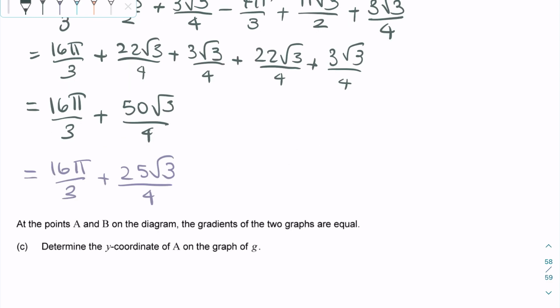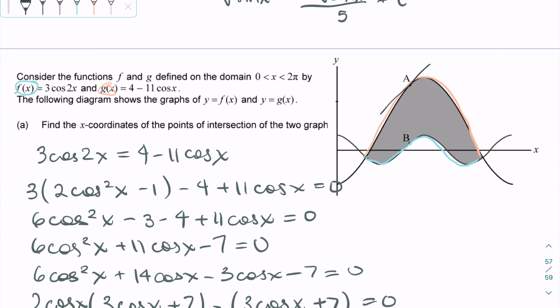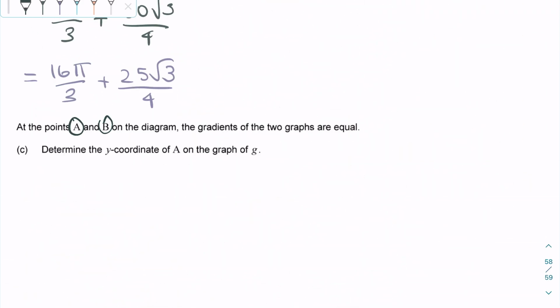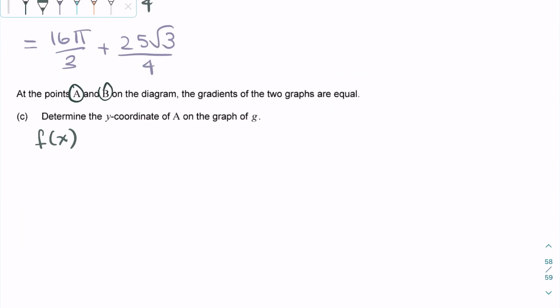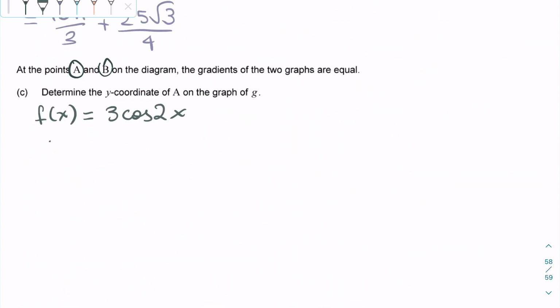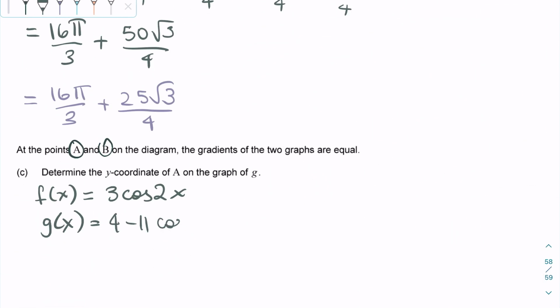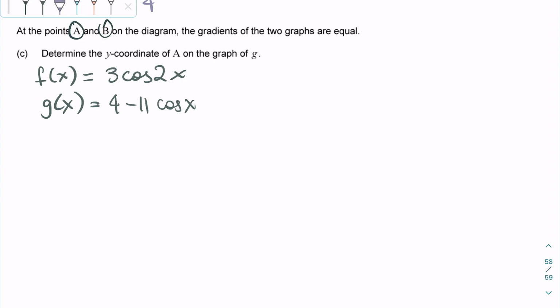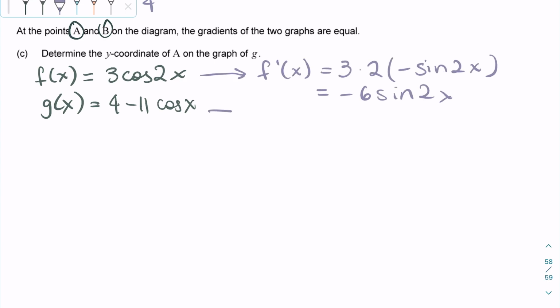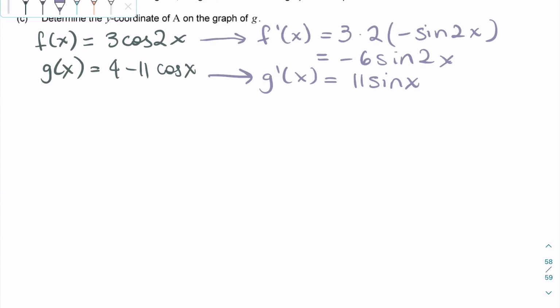At the points A and B on the graph, the gradients of the two graphs are equal. We need to determine the coordinates of A on the graph of g. The values of the gradients can be represented using the derivative. We can find the derivative of both f and g, and then make the two derivative functions equal to each other and find the points where they are equal.